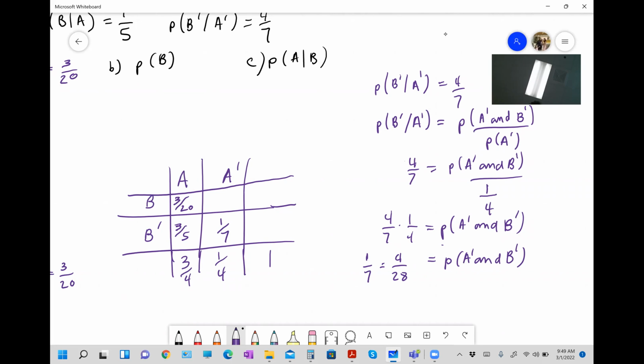Well, I get the total for not B. Now I know what not B is. And as a consequence, I'll be able to find not A. I mean, not B by itself, sorry. Do you see that? So I take 3 divided by 5 plus 1 divided by 7 in parentheses. I get 26/35.